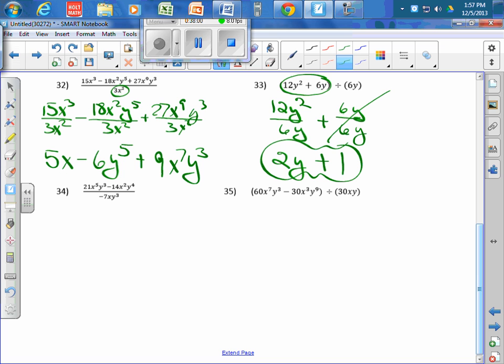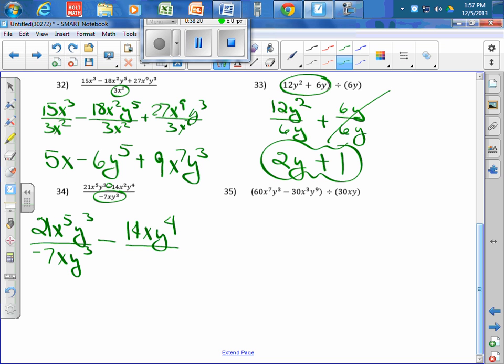We're going to take each of these terms in the numerator and divide them by negative 7x y to the third. So take 21x to the fifth y to the third and divide it by negative 7x y to the third. Then you're going to have the minus sign and then 14x squared y to the fourth, and you're going to be dividing it by negative 7x y to the third. Reduce each fraction. 21 divided by negative 7, negative 3. X to the fifth over x, x to the fourth, y to the thirds cancel.